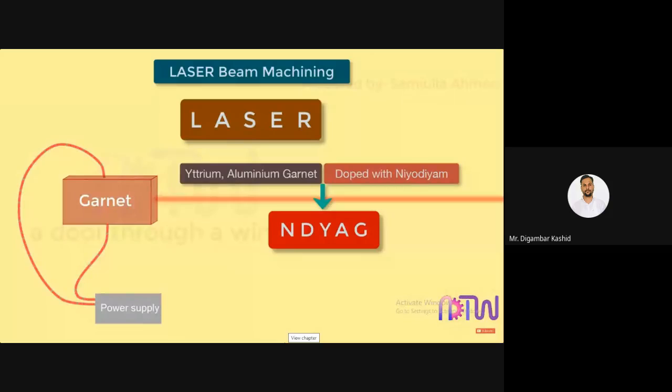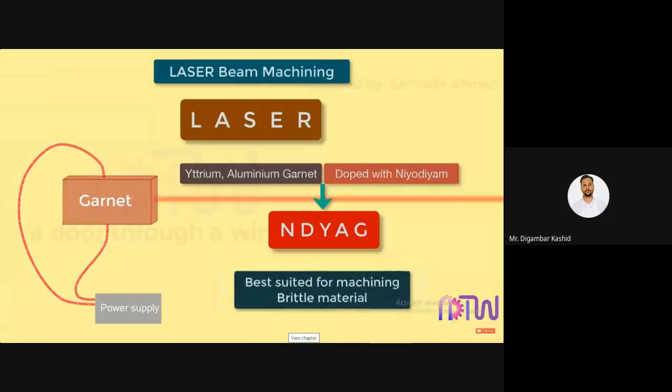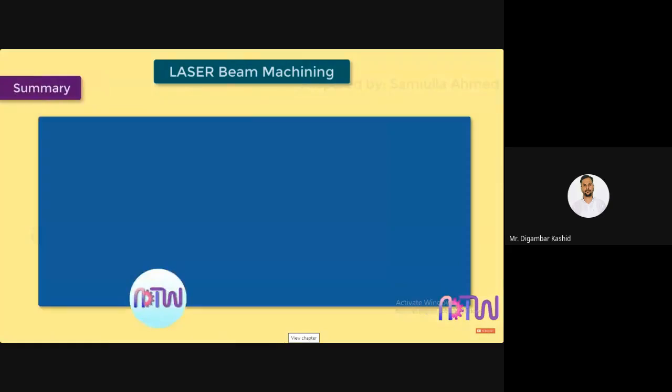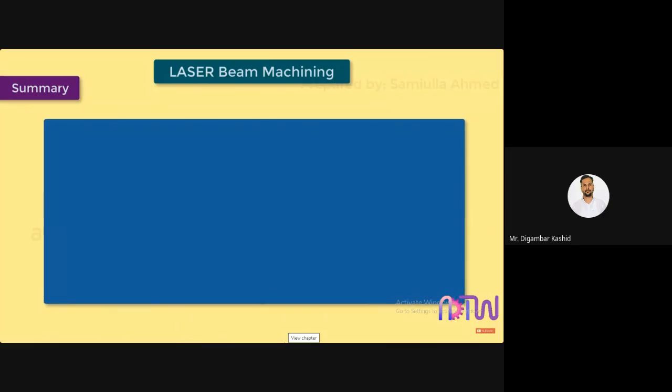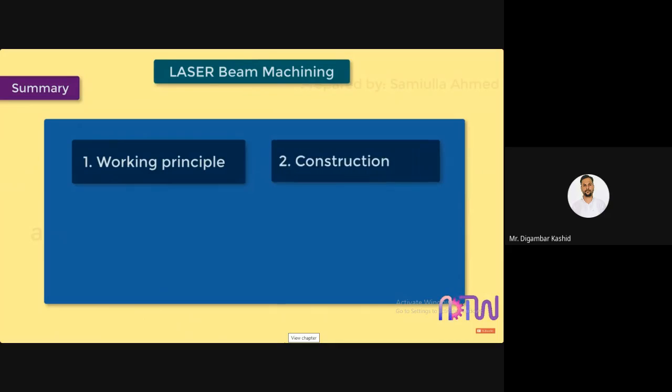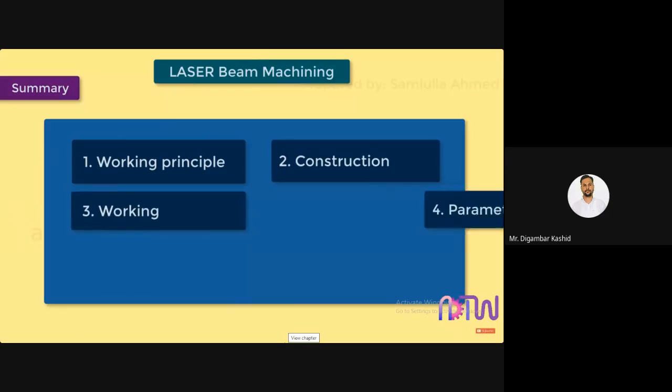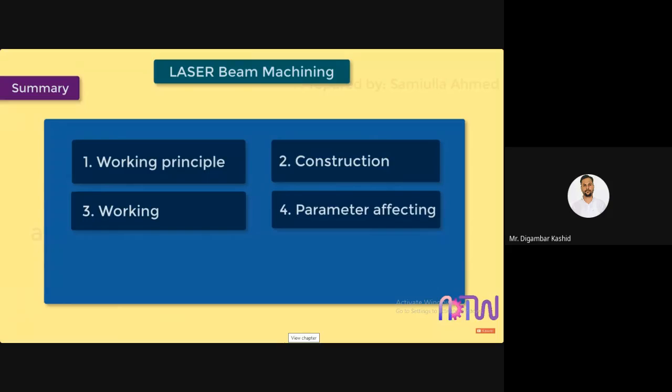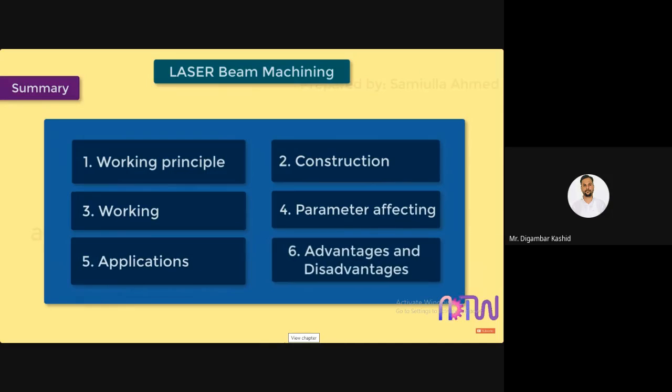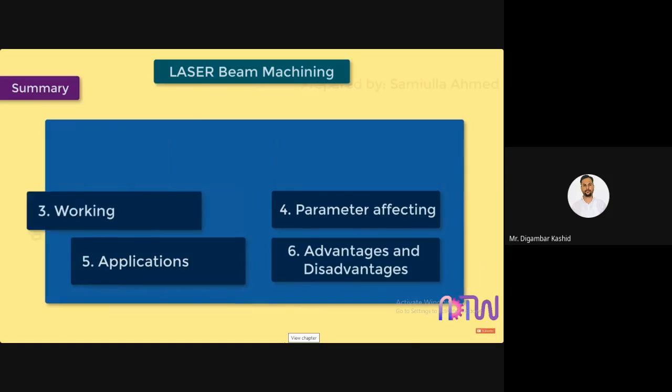Laser beam machining is best suited for machining brittle materials with low conductivity, but can be used on almost every material. This is just a summary type video. This video will cover the following about the laser beam machining process: 1. Working principle. 2. Construction. 3. Working. 4. Parameters affecting the machining process. 5. Applications. 6. Advantages and disadvantages.